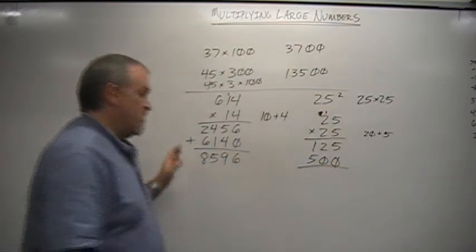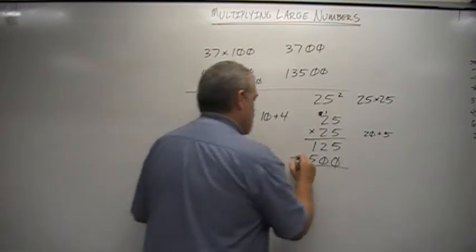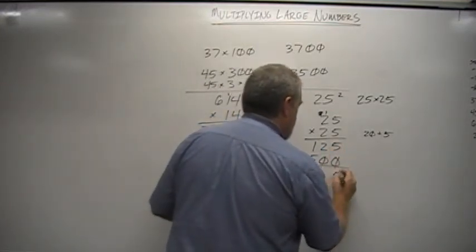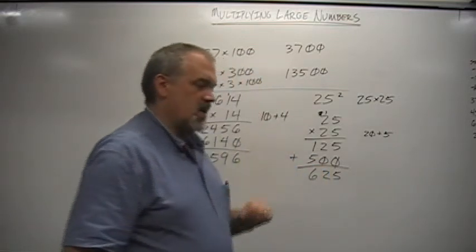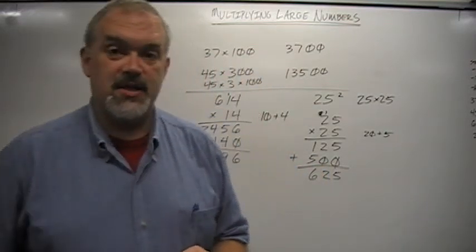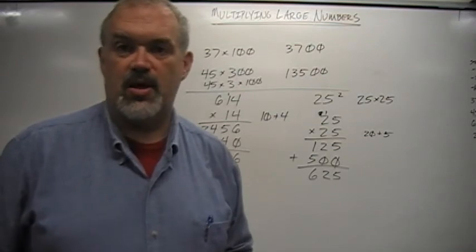And then, as before, I add them together. 5 and 0 is 5, 2 and 0 is 2, 1 and 5 is 6, and I'm done. And those are strategies that we can use for multiplying large numbers.